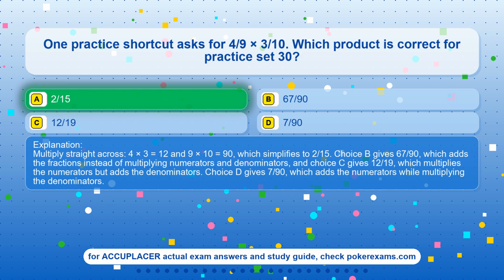Choice B gives 67/90, which adds the fractions instead of multiplying numerators and denominators, and choice C gives 12/19, which multiplies the numerators but adds the denominators. Choice D gives 7/90, which adds the numerators while multiplying the denominators.